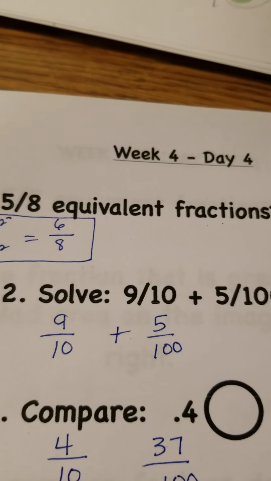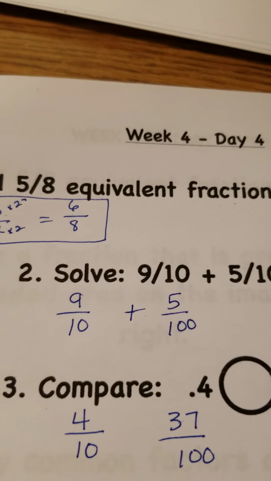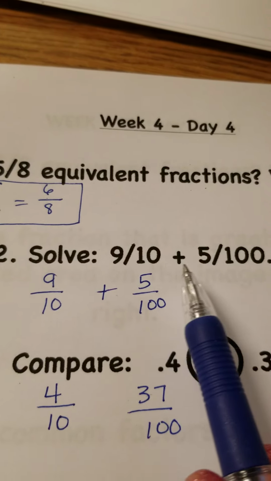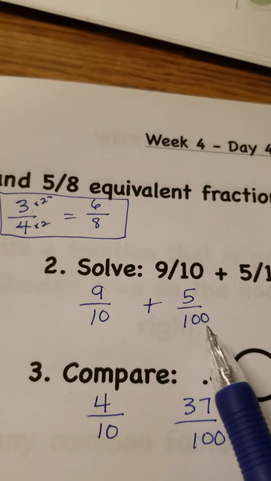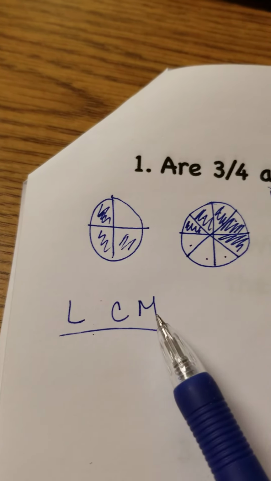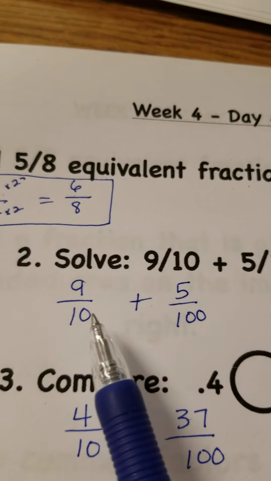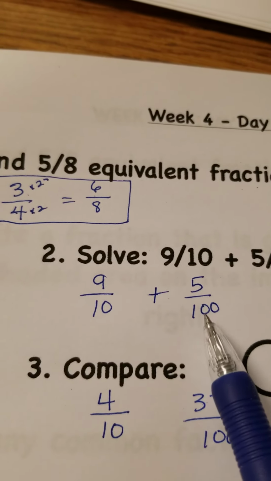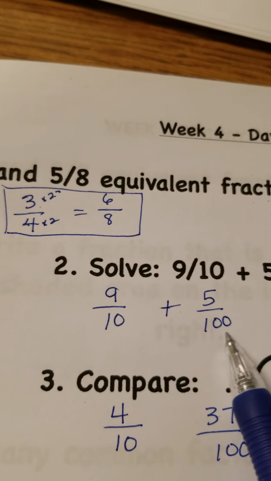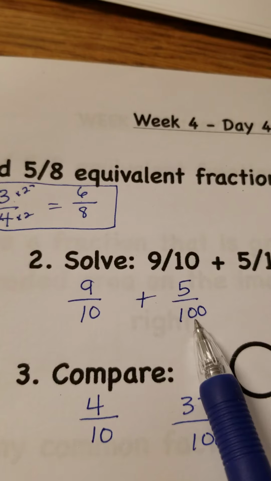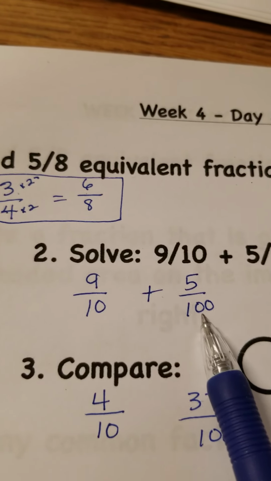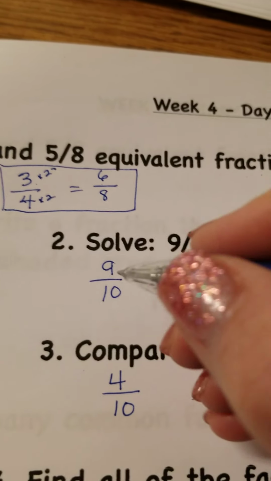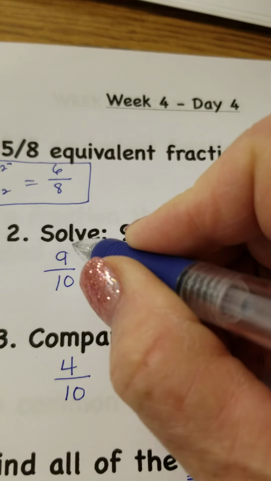Number 2, solve 9/10 plus 5/100. Remember, with fractions, you cannot add or subtract fractions with different denominators, the bottom number. So typically you find your least common multiple, a multiple that both of these numbers can go into to equal this. Well, in this case, this is the least common multiple, because what can you get into to get 100? Only 1 times 100. So you're going to change this one to match this. Okay? What you do to the bottom, you do to the top.